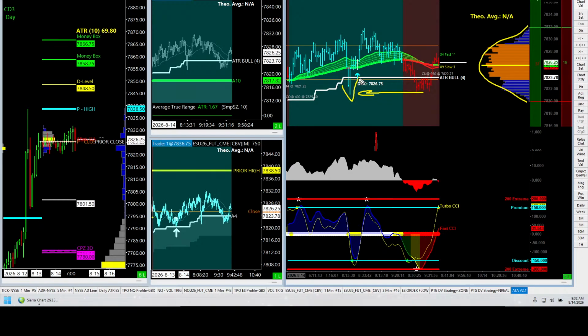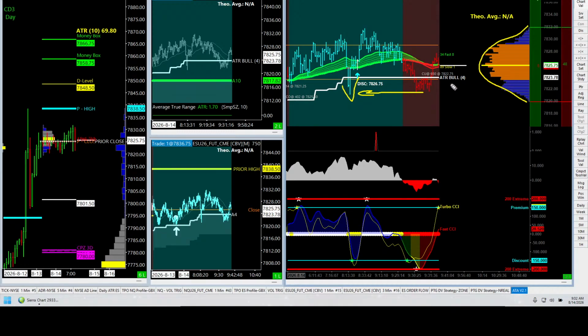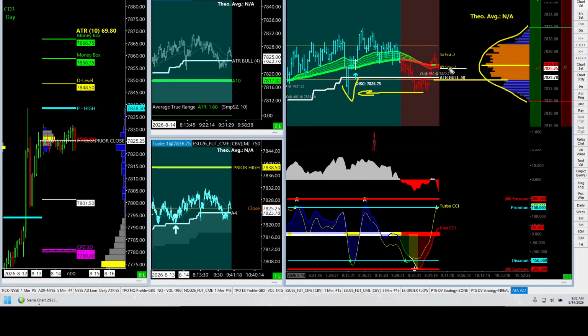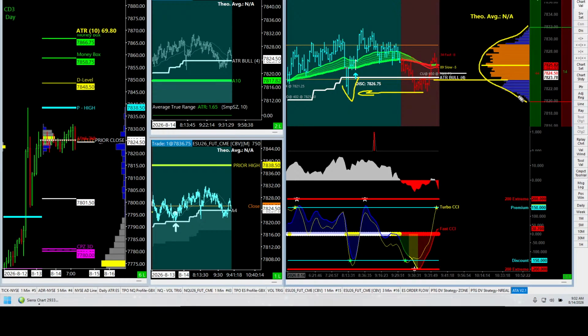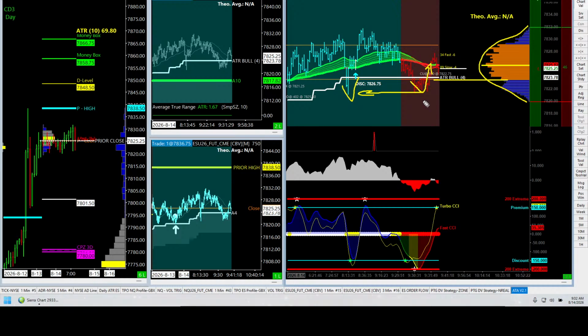Retest of the early low pivot there underneath the value low, right? Volume drops off pretty quickly, so a retest and then a quick little bounce back up.